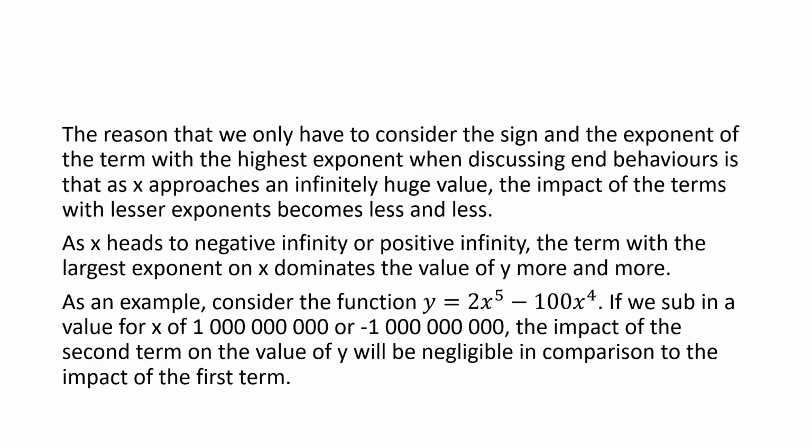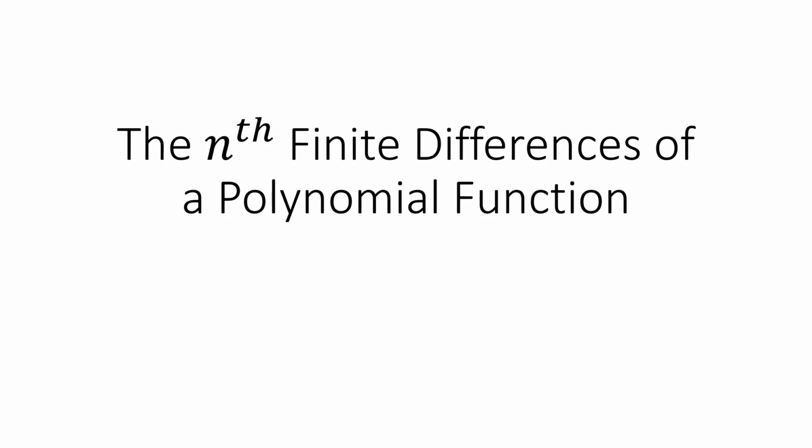But if we sub in a value for x of, say, 1 billion or negative 1 billion, the impact of the negative 100x to the 4 term will be far, far less than the impact of the 2x to the 5 term. So end behaviors are behaviors that occur as x gets infinitely huge, either the magnitude of x gets infinitely huge, either to the far left or the far right. So the impact of the second term is negligible. So we can just basically focus on that lead term.